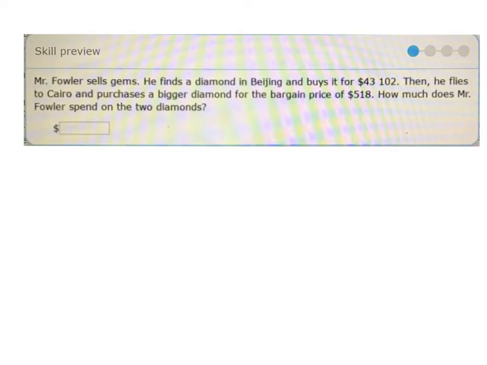So let's underline the important information. He buys one for $43,000, etc. He then goes to Cairo, which is in Egypt, and buys another one for $518. They want to know how much he spends on both the two diamonds. So they're asking us to add together those prices. We're going to talk about adding decimals in a minute. Hopefully you remember when we add prices or decimal numbers, it's very important that we line up the decimals.